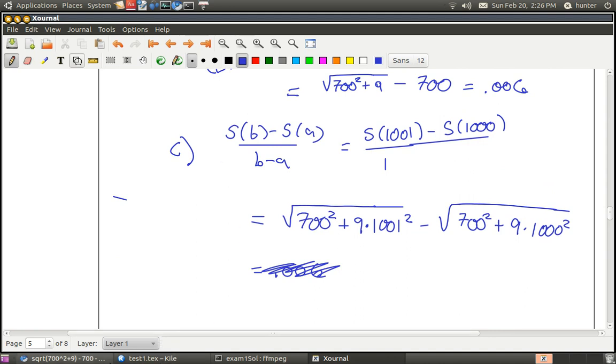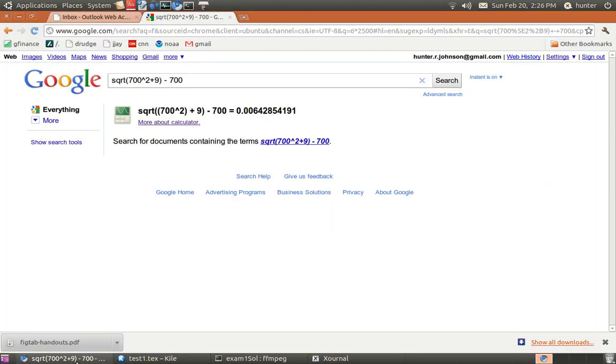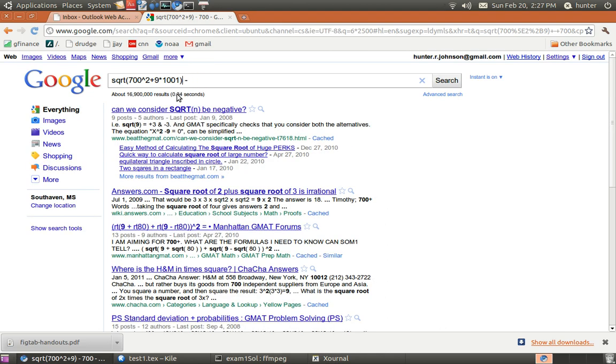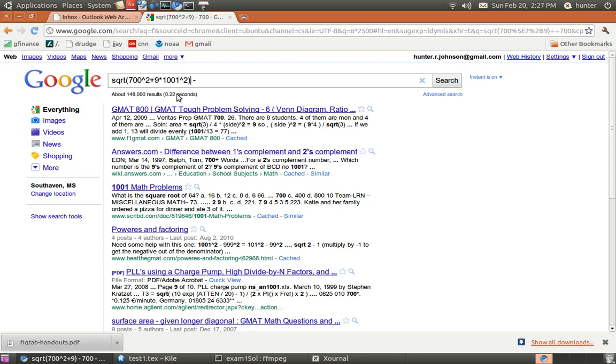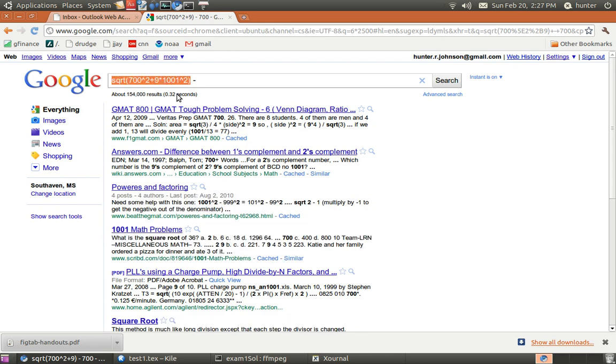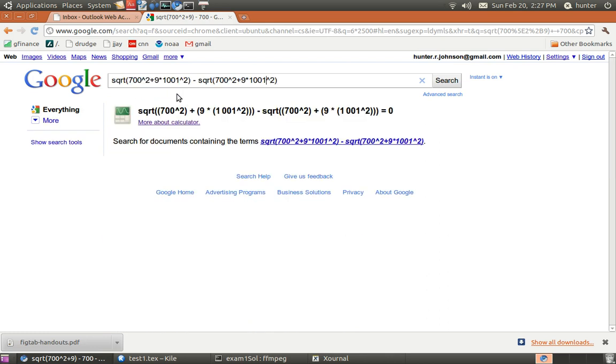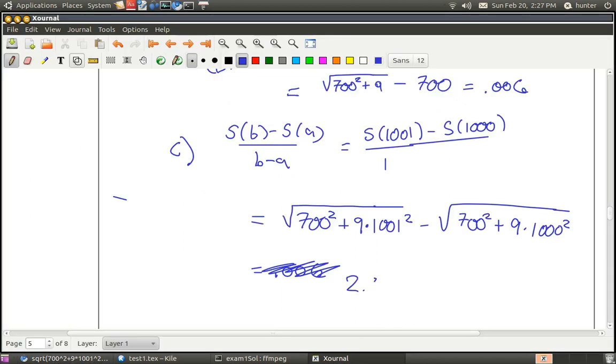So let's see if I can remember those numbers. So I've got the square root of 700 squared plus 9 times 1001 squared. And now we're taking away the same thing, but we just changed this to 1000. See, it's almost 3. It's 2.92.